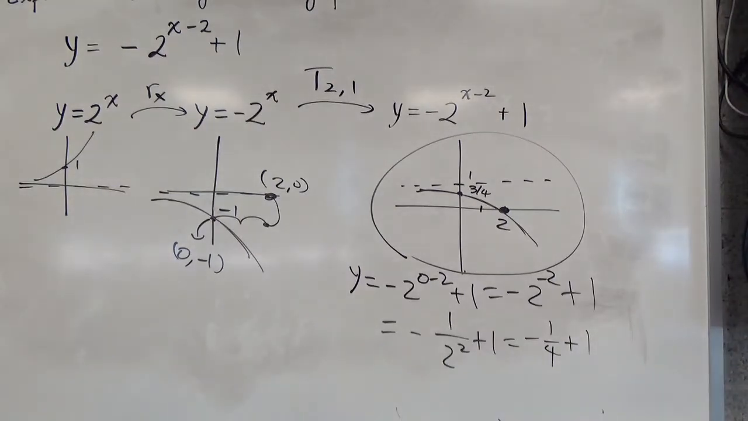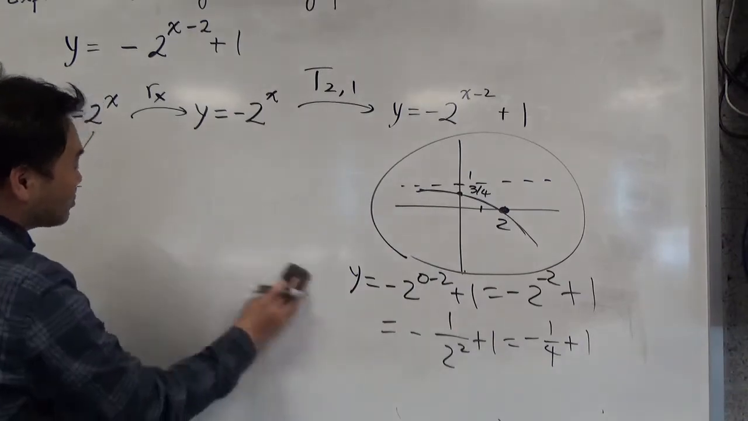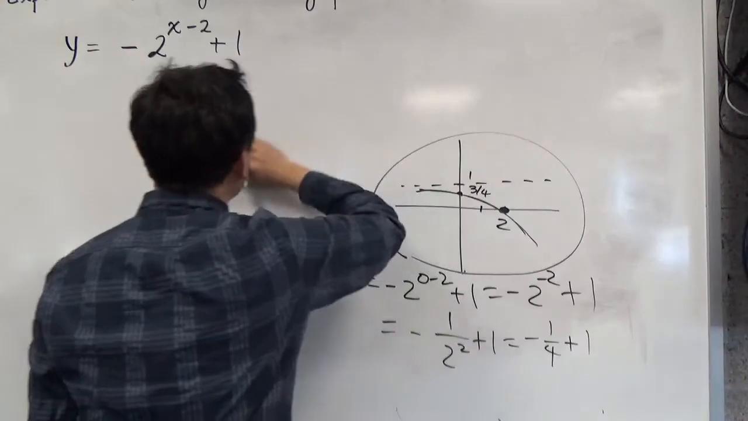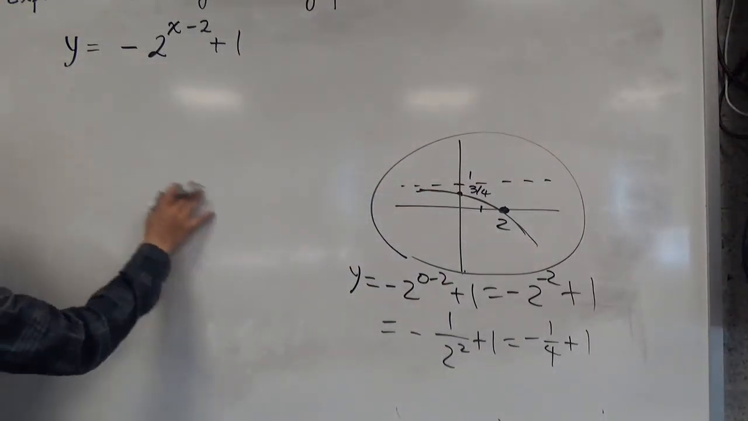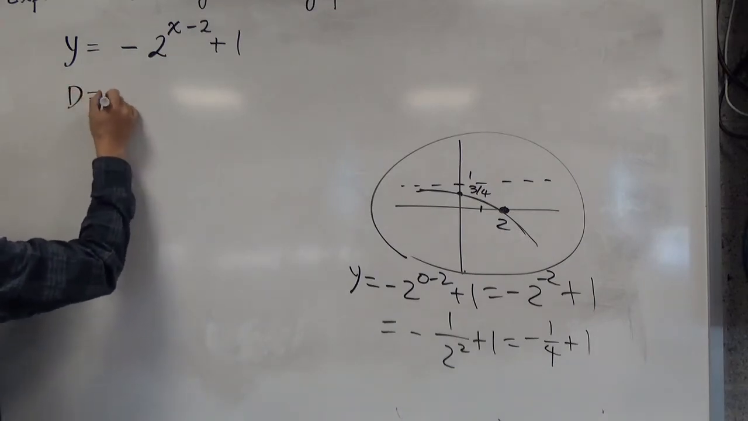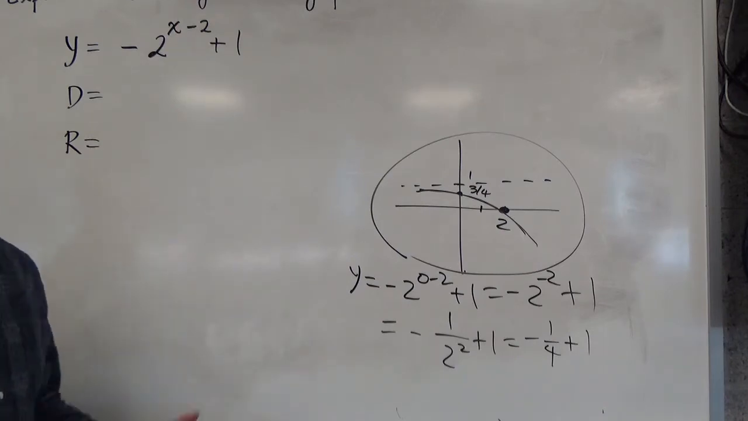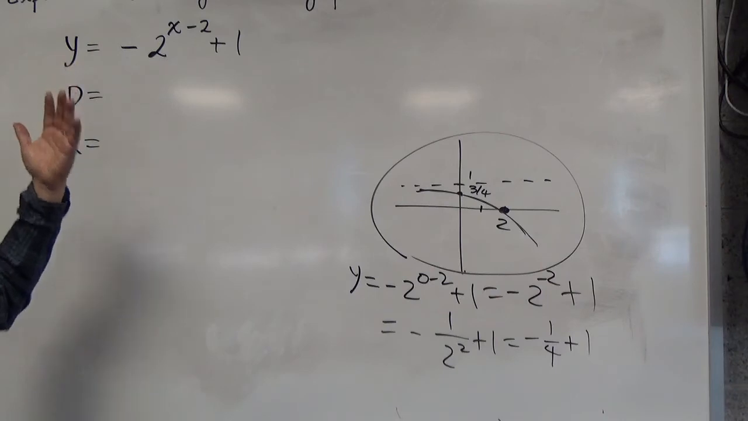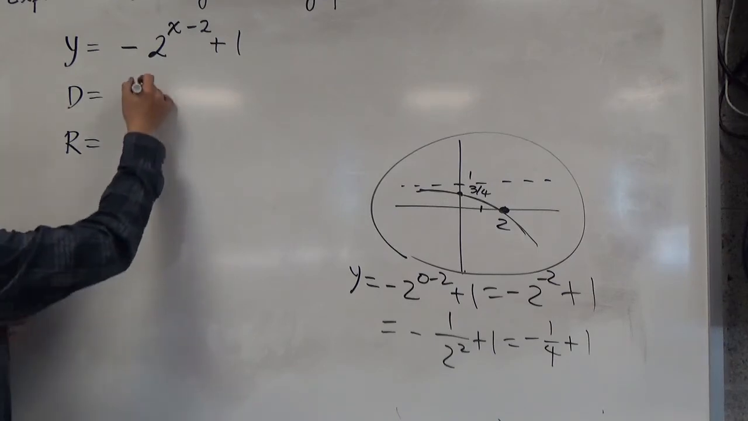Now, I think in the previous example, I forgot to state the domain and range. A lot of these questions, if you see it on the exam, you'll be asked to find the domain and range. So let's try to find the domain and range for this question. First, for the domain, there's no square root, there is no denominator, there's none of that. So this has no restriction for the domain. Domain is all reals.